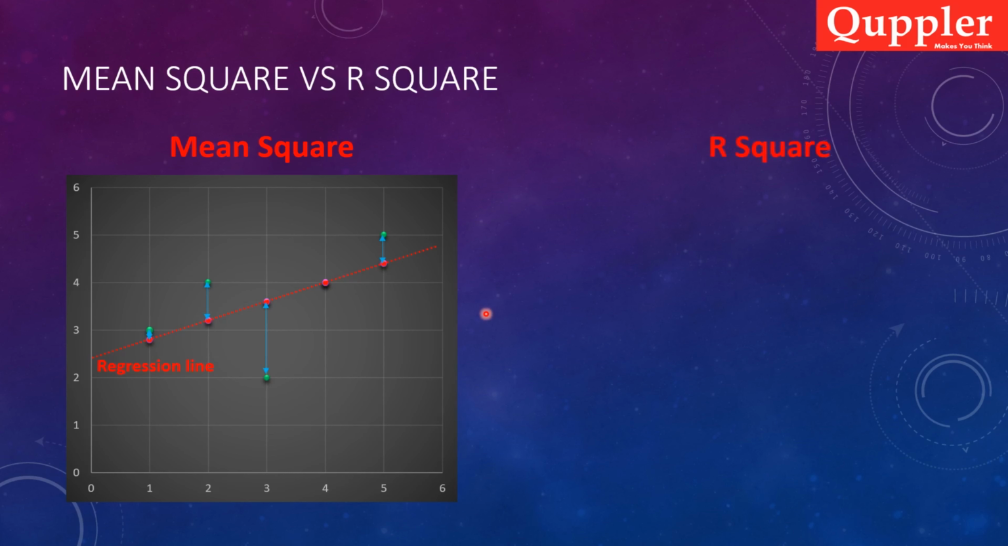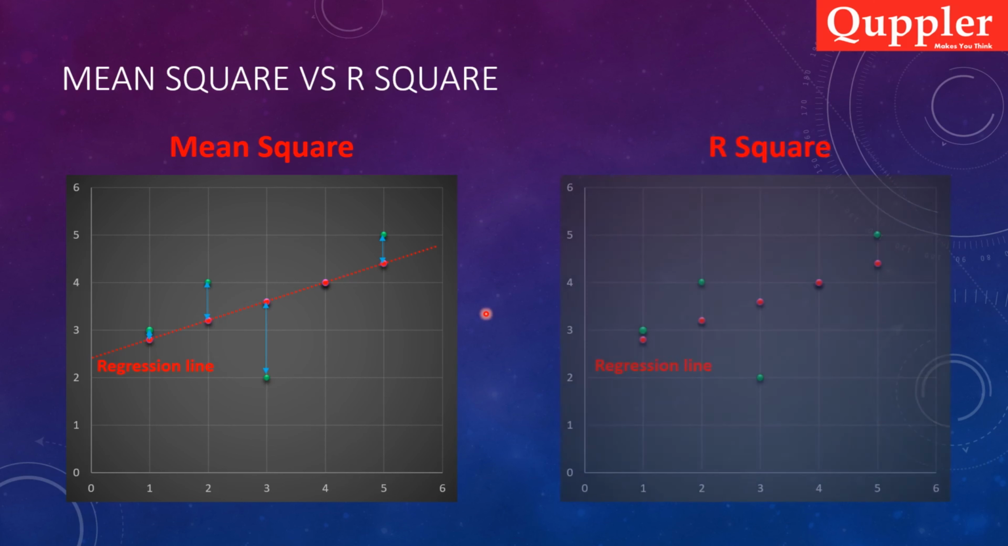But in R square, we do it in a different way. We plot the 2D diagram and get the regression line, then we calculate the mean of the dependent variable. Once we draw the mean, we compare the distances. First we calculate the distance between the mean and the predicted value, then we calculate the difference between the actual value and the predicted value. This way we compare the distance between the actual value and the mean value with respect to the mean. So that's the major difference between mean square and R square.